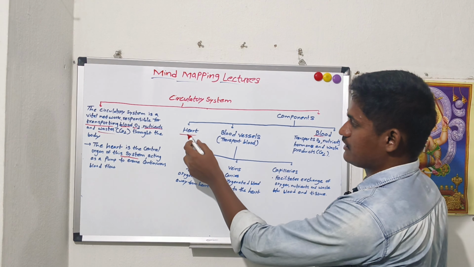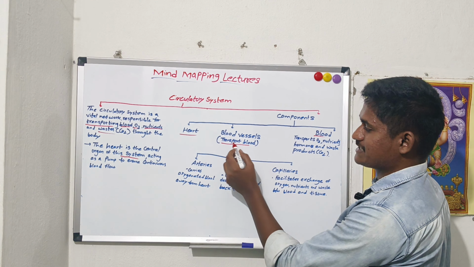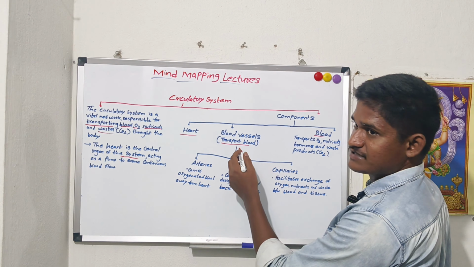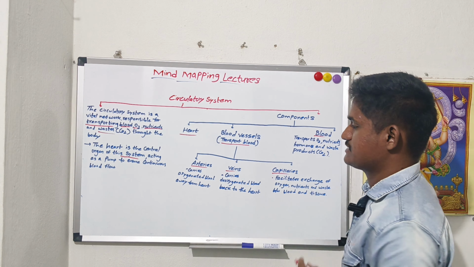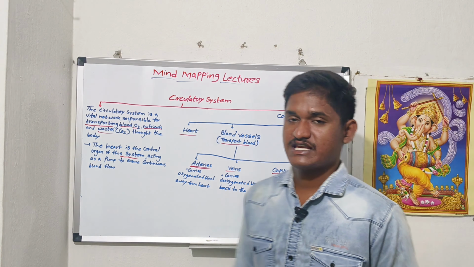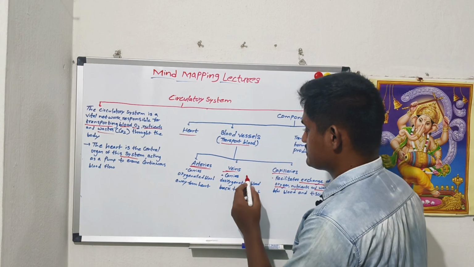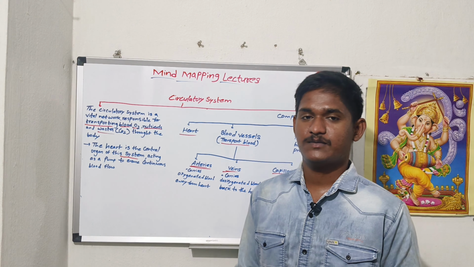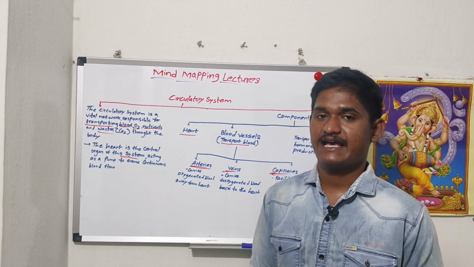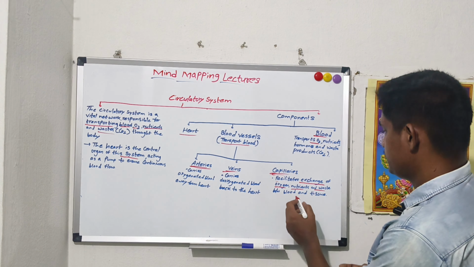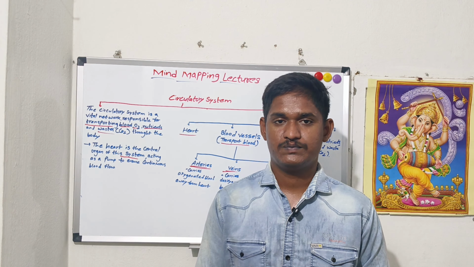We will discuss the heart later. Blood vessels are responsible for transportation of the blood. Blood vessels are of three types: arteries, veins and capillaries. Here arteries carry oxygenated blood away from the heart, and here veins carry deoxygenated blood towards the heart, and here capillaries facilitate the exchange of oxygen, nutrients and waste products between blood and tissue.